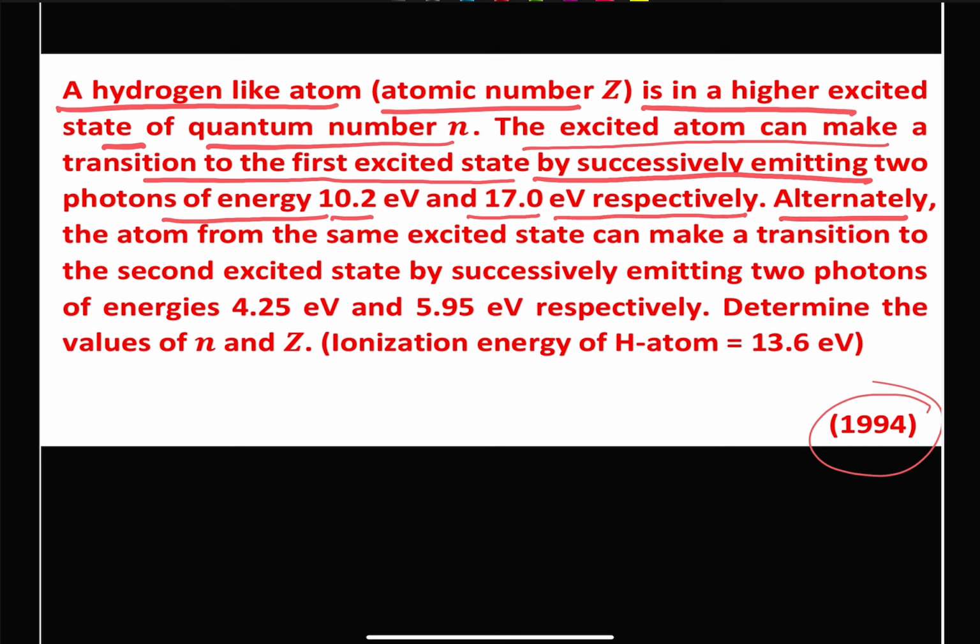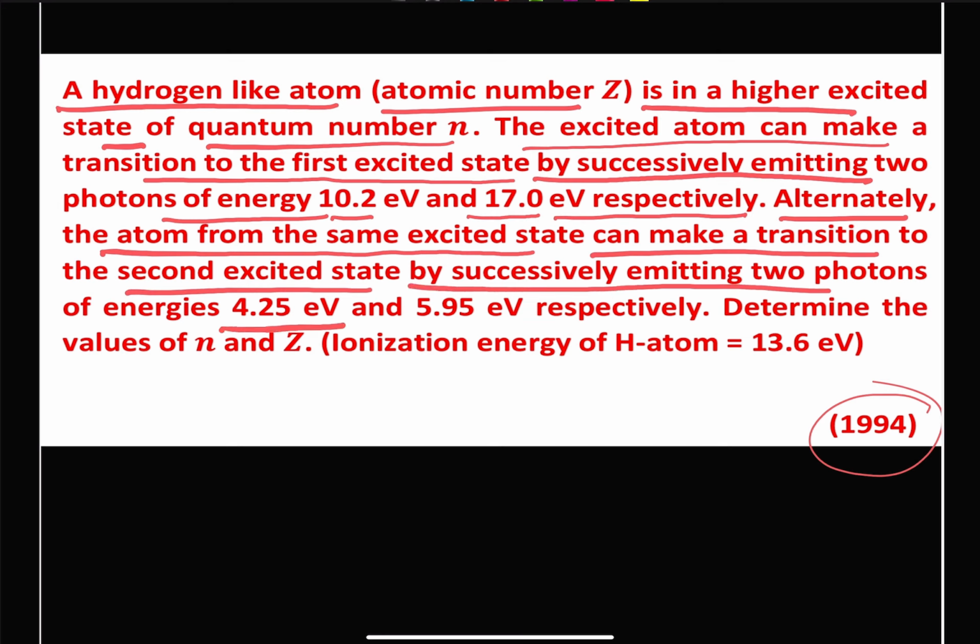Alternately, the atom from the same excited state can make a transition to second excited state by successively emitting two photons of energy 4.25 electron volt and 5.95 electron volt respectively. Determine the value of n and Z. Ionization energy of hydrogen atom is given as 13.6 electron volt.